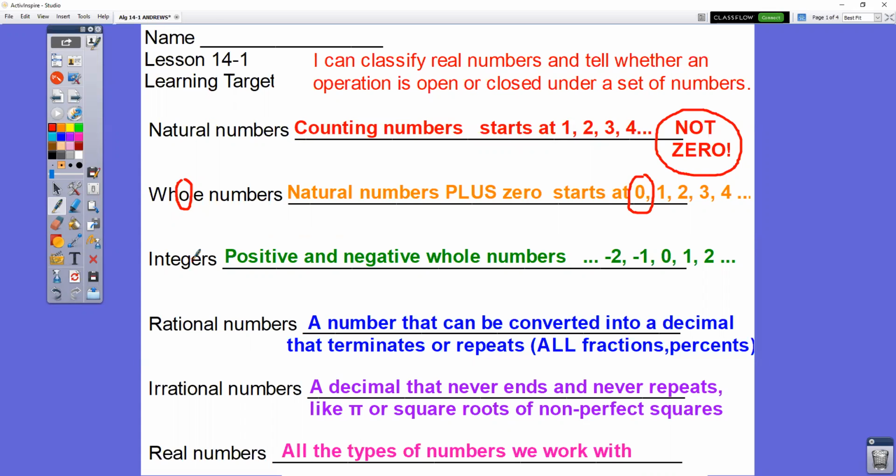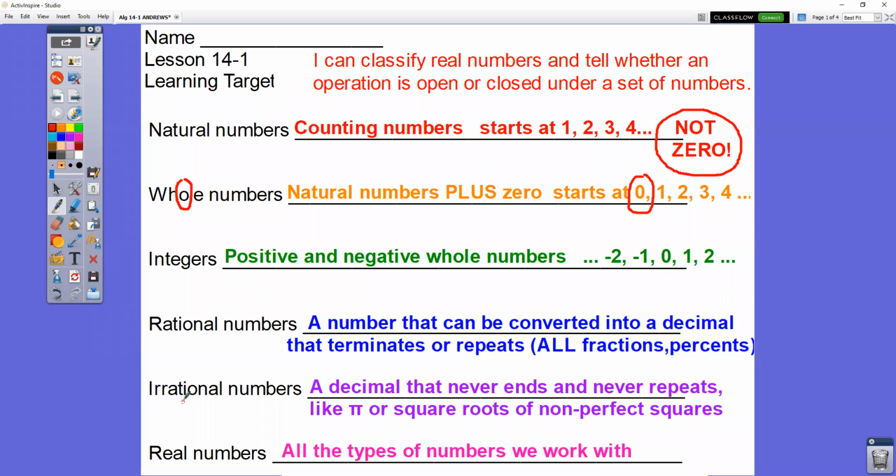Integers. You know what an integer is. You've been doing these for a couple years now. Integers are both positive and negative whole numbers. So it's all of your negative numbers, all of your positive numbers, and 0, but not decimals. Integers are not decimal numbers. So -1, -2, -3, -4, -5, and you keep on going. 0, 1, 2, 3, 4, 5, 6, and you keep on going. Not decimals.